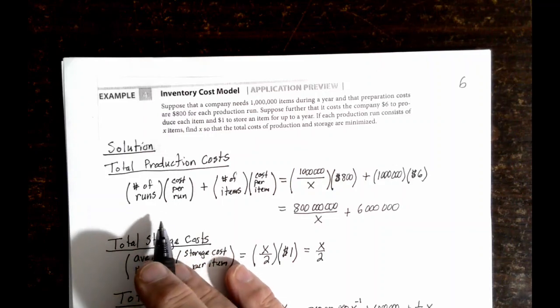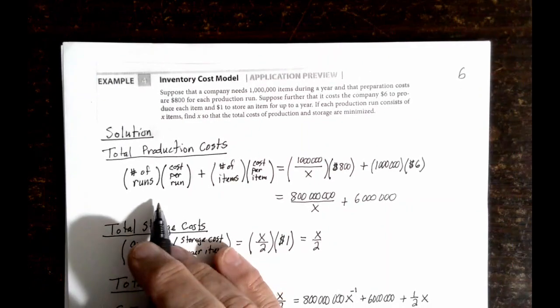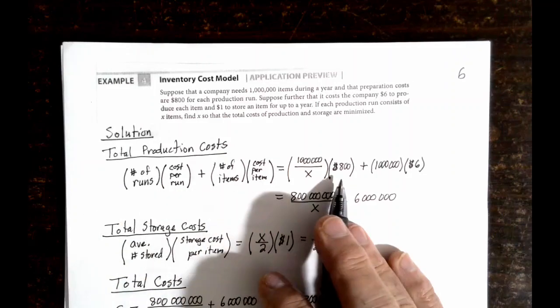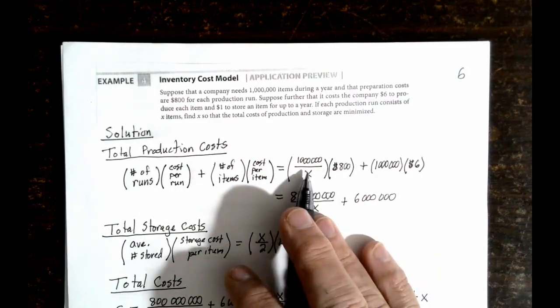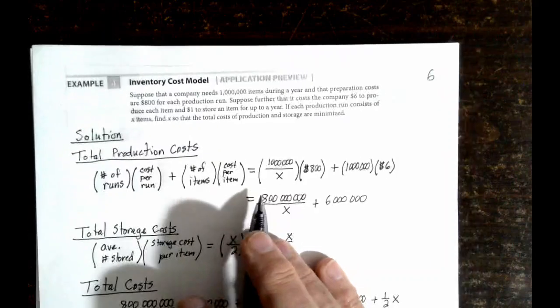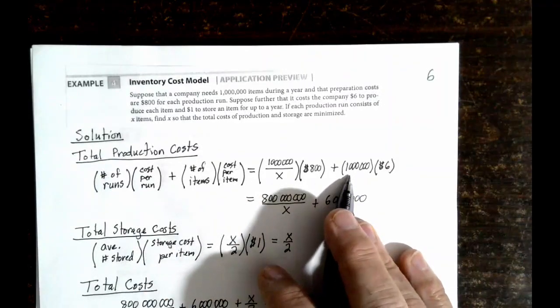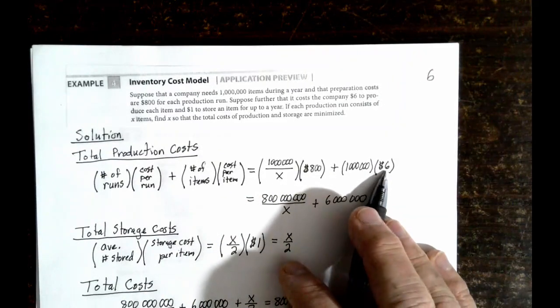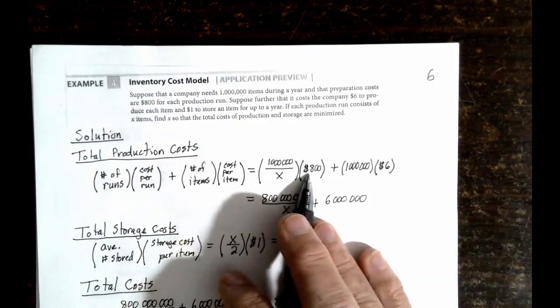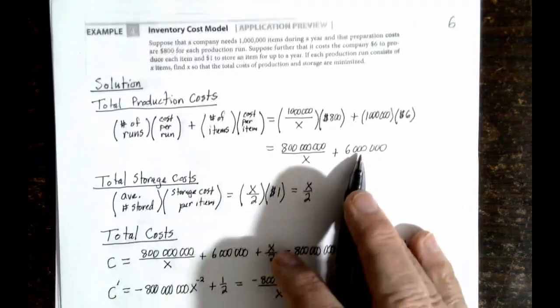Maybe one every month or one every 6 months, who knows. And the cost for each run is 800. So 800 times the number of runs. Now the number of items, we know that to be 1 million, and we know the cost for each item is $6. So you multiply these together and you get this.